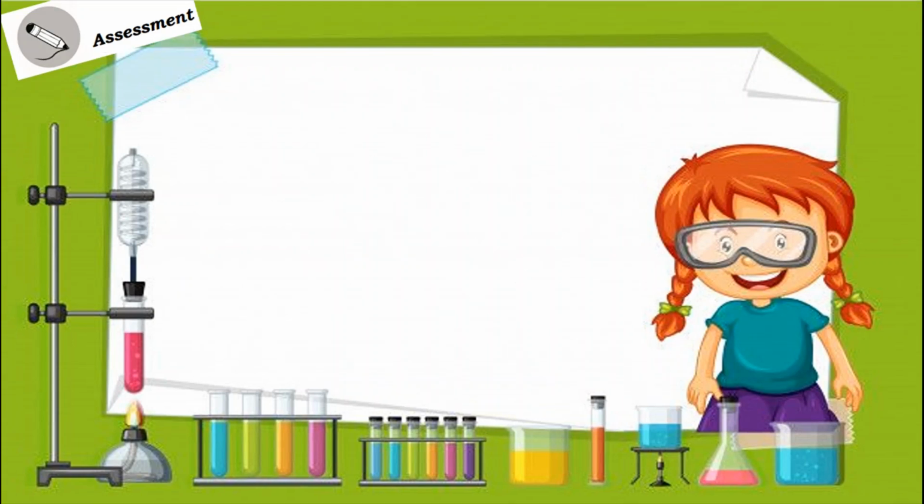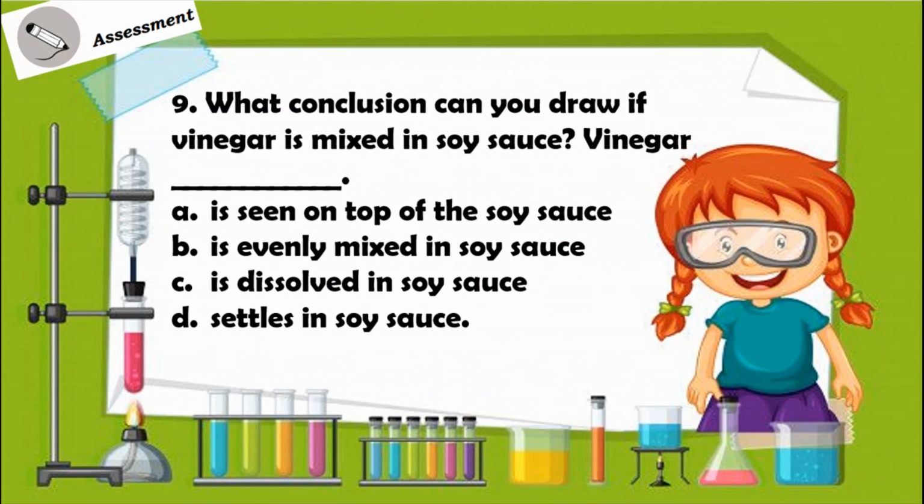Homogeneous mixture. 9. What conclusion can you draw if a vinegar is mixed in soy sauce? Vinegar blank. A is seen on top of the soy sauce. B is evenly mixed in the soy sauce. C is dissolved in soy sauce. D settles in soy sauce. Right answer for this is letter B is evenly mixed in soy sauce.